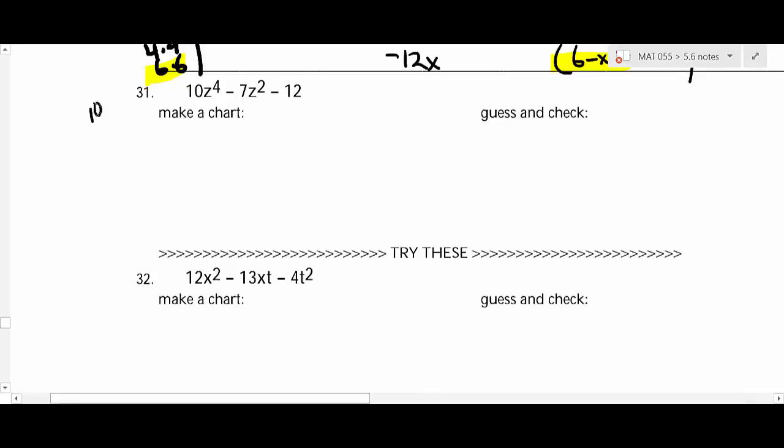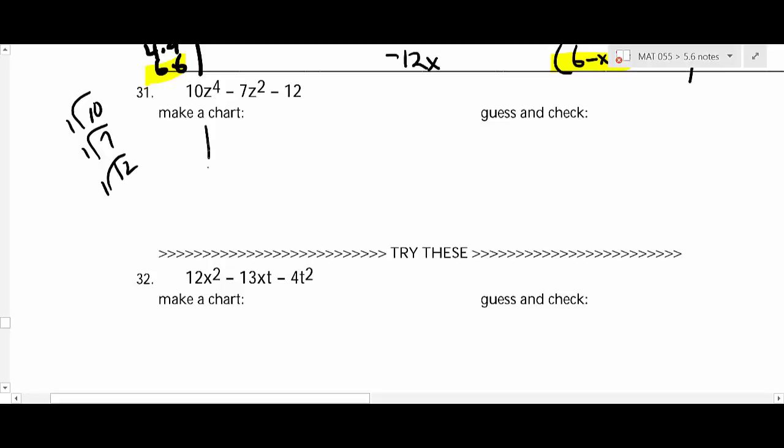If you have a 10, 7, and 12, is there any number that goes into 10, 7, and 12 at the same time? No, the only number is 1, right? So there is no common factor there, but you want to check. Could you take a z out of this? No, how come? Because there's no z with the 12. Good. So that means that what you're ready to do is just trial and error and go for it, okay?